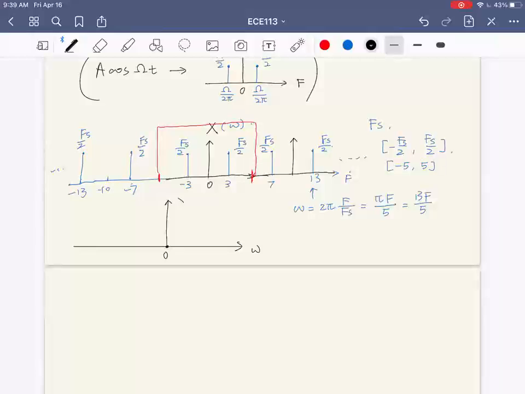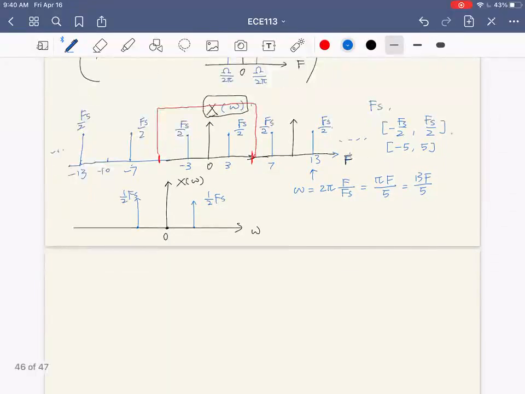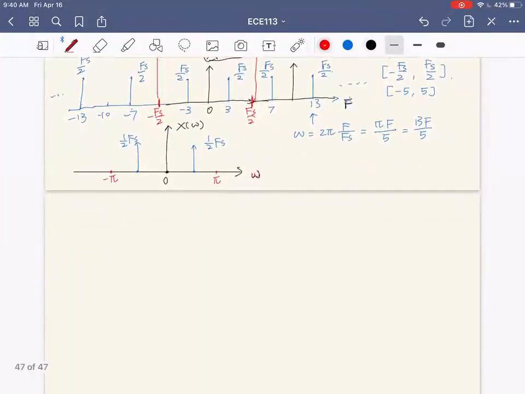So I would say this is X of omega. This is not really the X of omega in the previous plot, because you're still showing it in big F and you're still showing all the rest of the repeating spectrum. Okay, but this part is necessary to prevent you from making mistakes. So this is half of fs, and our previous range of the baseband will become pi and minus pi now, in omega. And then similarly, we'll have 3/5 pi and minus 3/5 pi. All right, we are one step closer to our result.